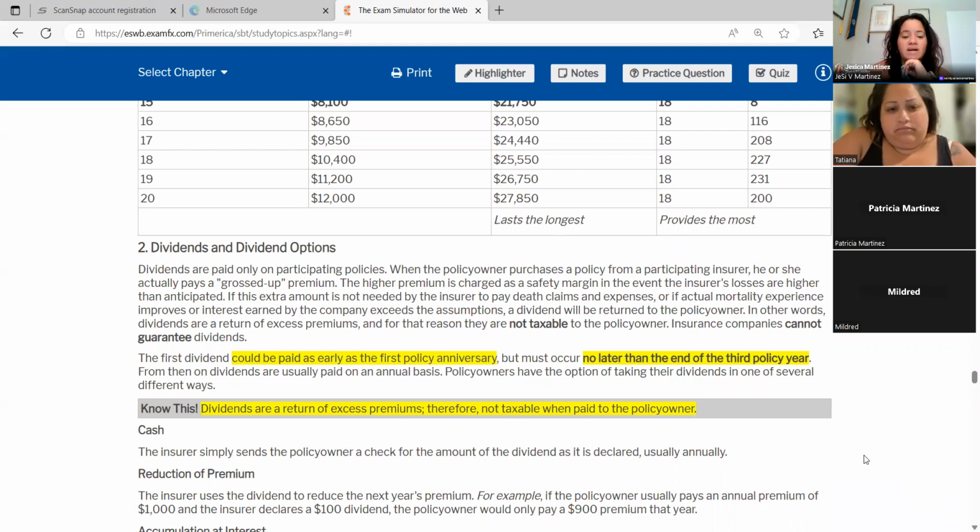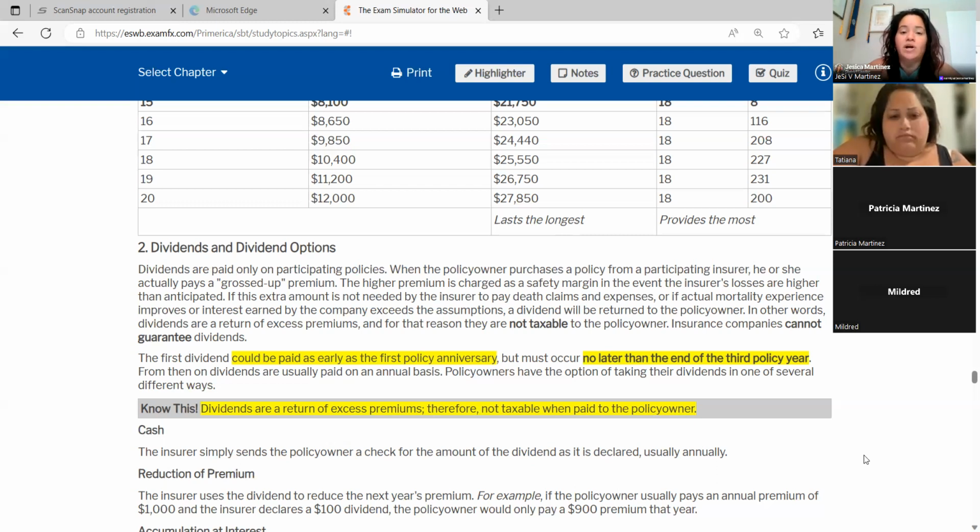If this extra amount is not needed by the insurer to pay death claims and expenses, or if actual mortality experience improves or interest earned by the company exceeds the assumptions, a dividend will be returned to the policy owner. In other words, dividends are a return of excess premiums, and for that reason, they are not taxable to the policy owner. Insurance companies cannot guarantee dividends.